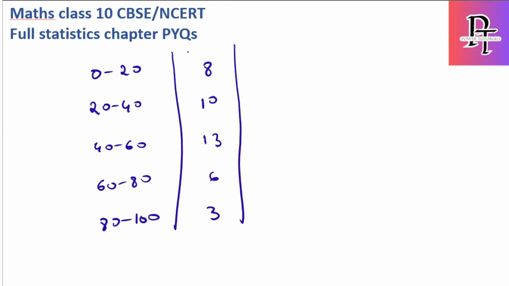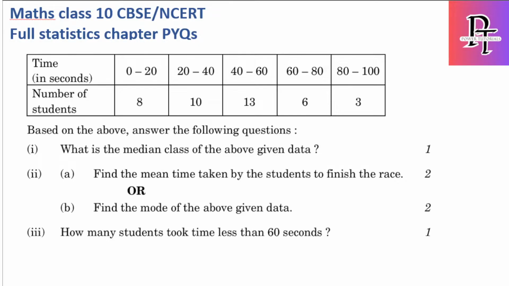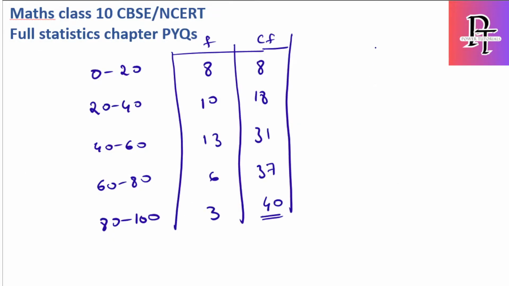Let's write the cumulative frequency values, which is CF now. The cumulative frequency means just write the first value and then keep on adding others. So it is 8, 18, 18 plus 13, 31, 31 plus 6, 37, 37 plus 3, 40. So we have a total of 40 students. What are they asking? Median class. Median class, first write n by 2. n by 2 is 40 by 2, which is 20. Wherever you have 20, 20 is here. So this is the median class, which is 40 to 60.